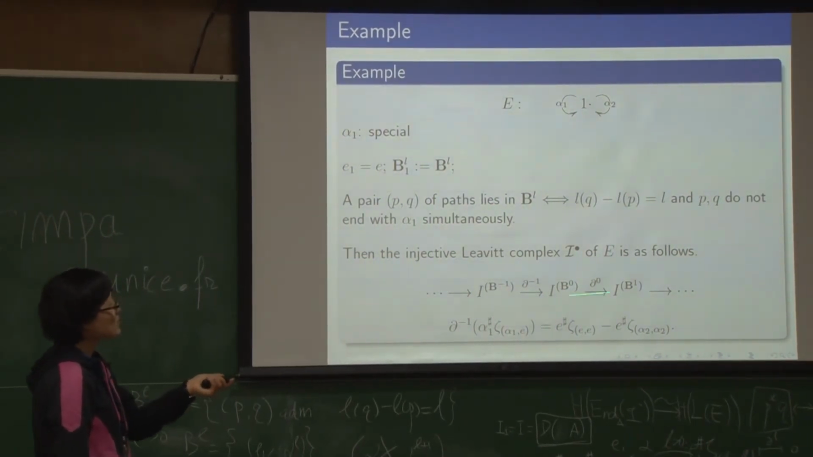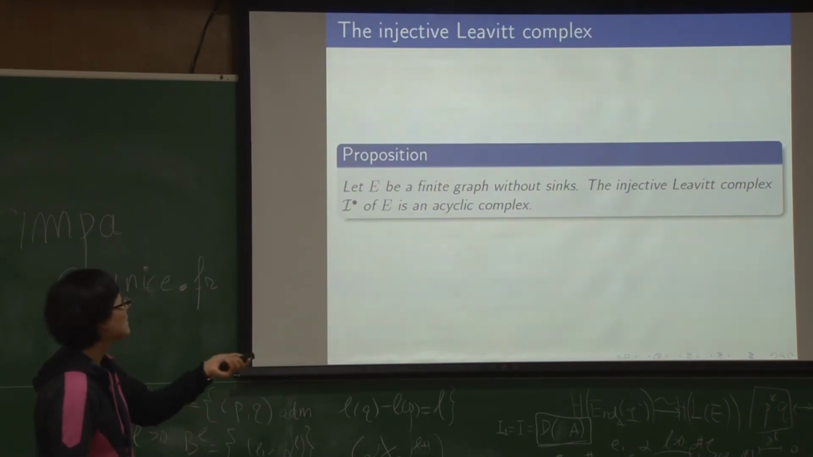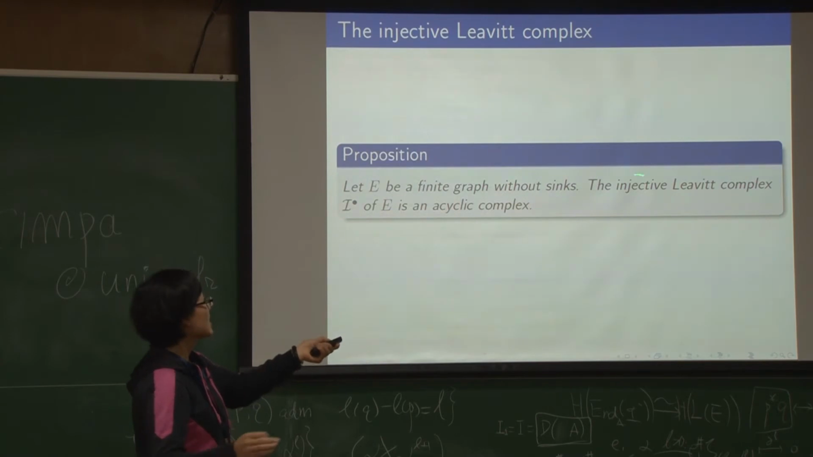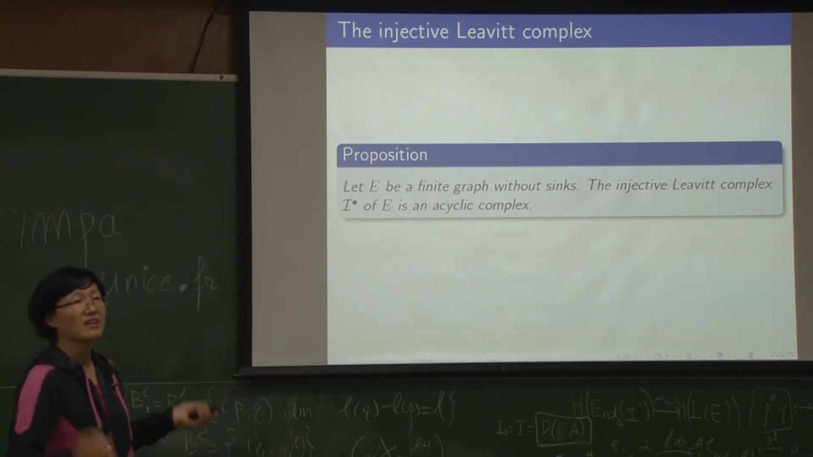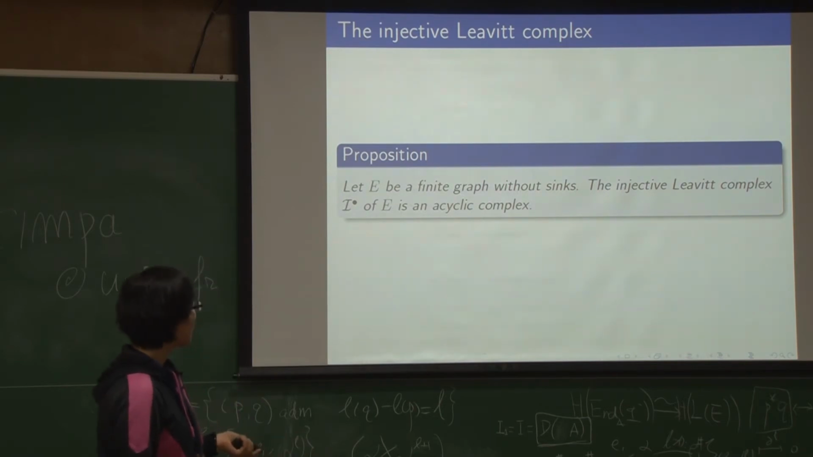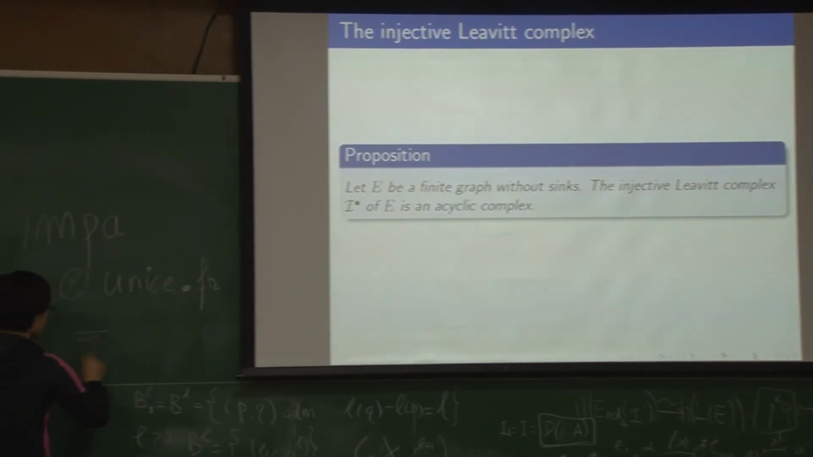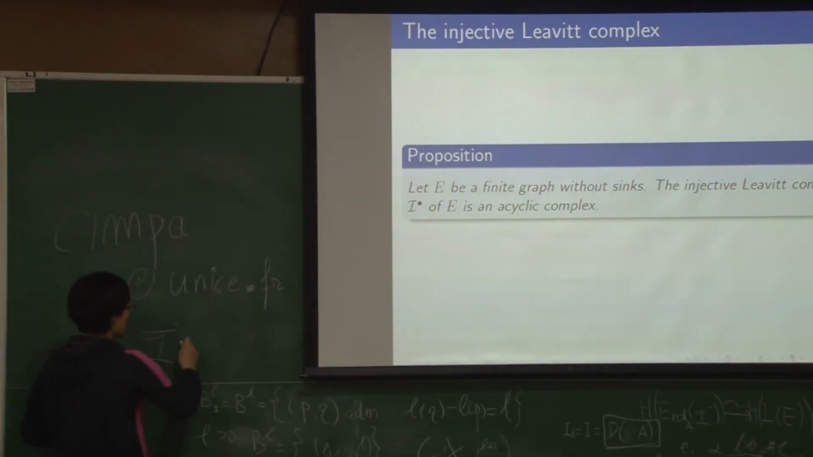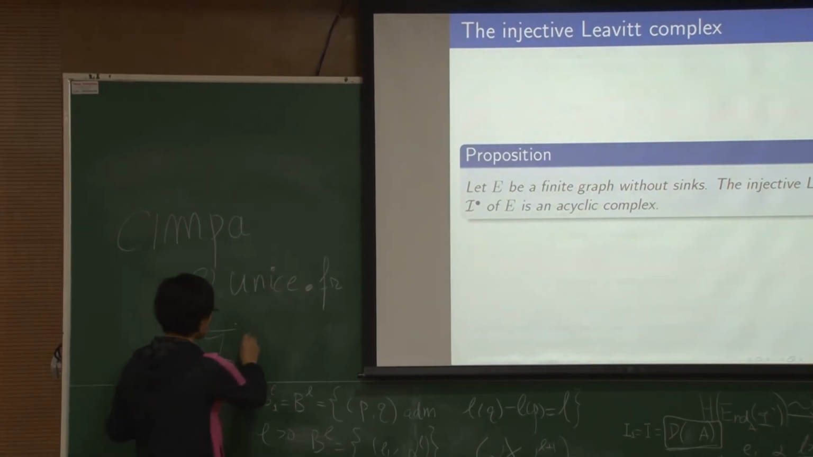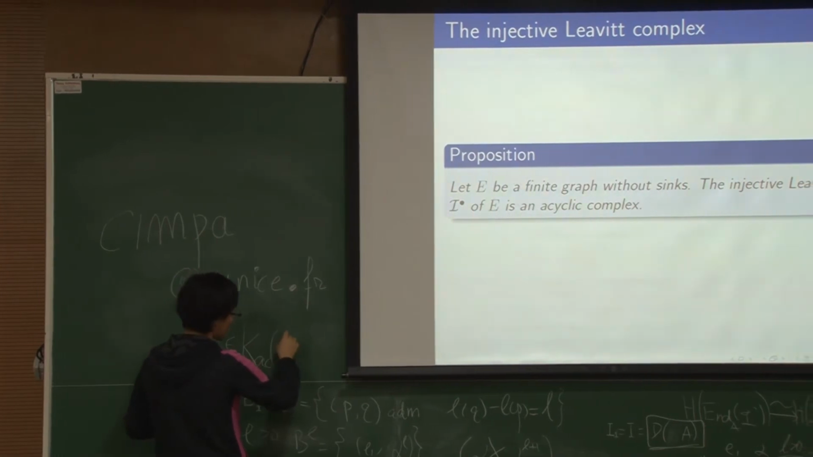From this complex, we cannot directly see it's acyclic, but we can prove in general that if E is a finite graph without sinks, then the complex is acyclic. We just use some linear algebra facts. So now we know that we construct this I, it is acyclic, and each component is an injective module. So it's in this homotopy category.